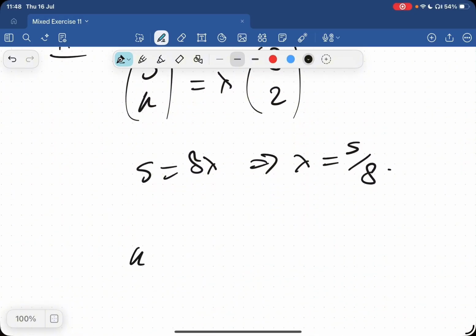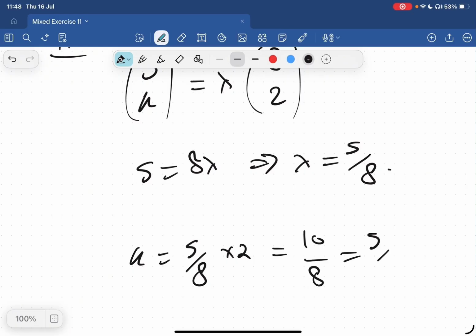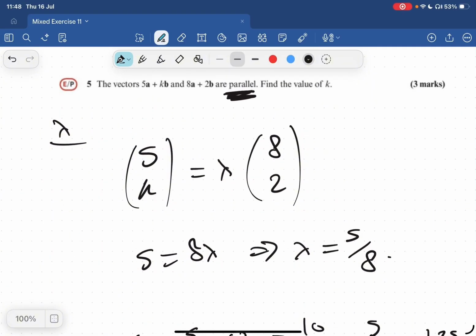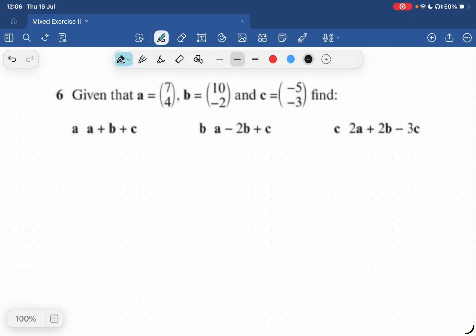Now we can use this to find k. So k must be 5/4, which is 1.25. And that's your final answer. k is 1.25.